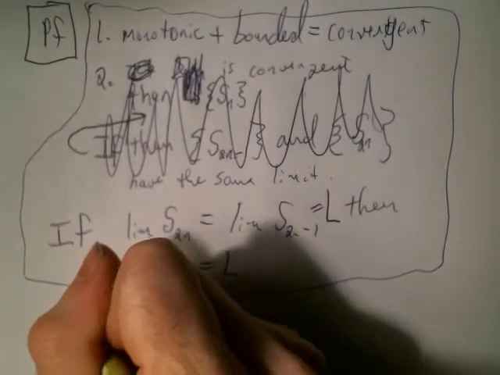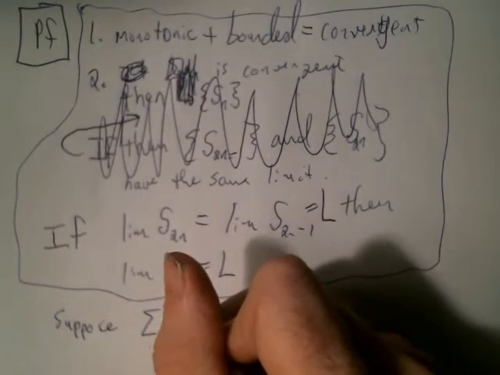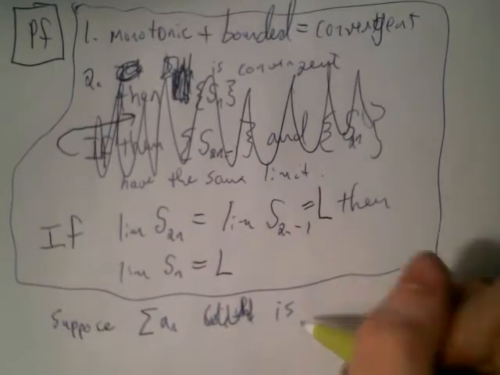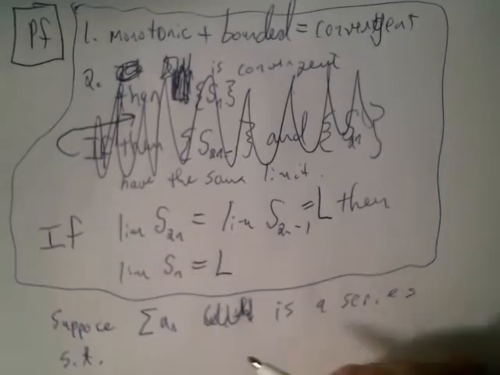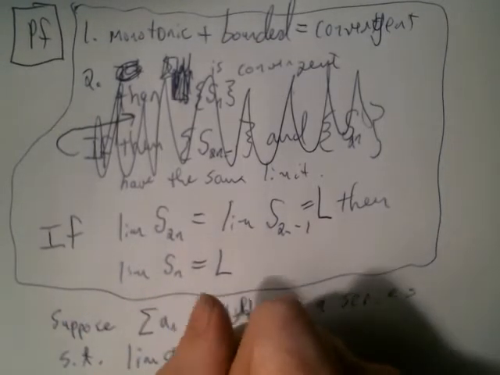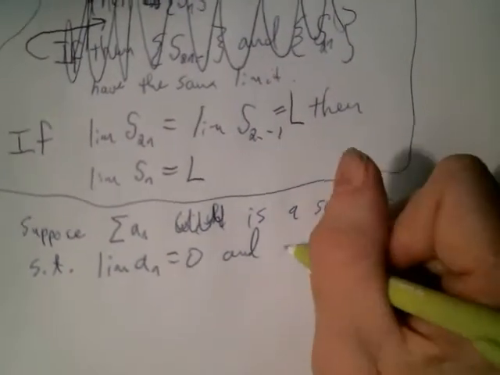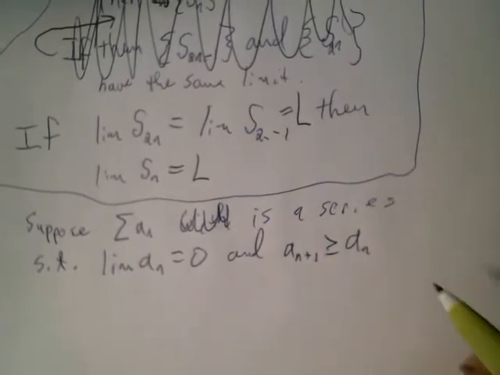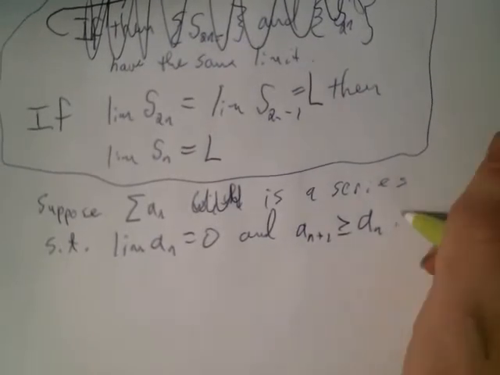So what's our supposition? We suppose we have this sequence A sub n, it's a series, such that the limit of the terms of the series is equal to 0, and the terms of the series are decreasing. A sub n plus 1 will be less than or equal to A sub n eventually. Okay, it's always about eventually for us. So I can write eventually, I guess.